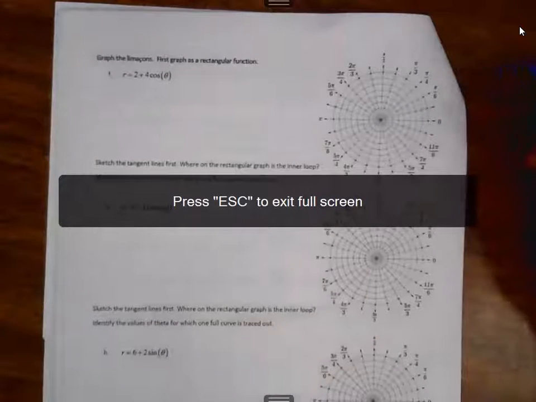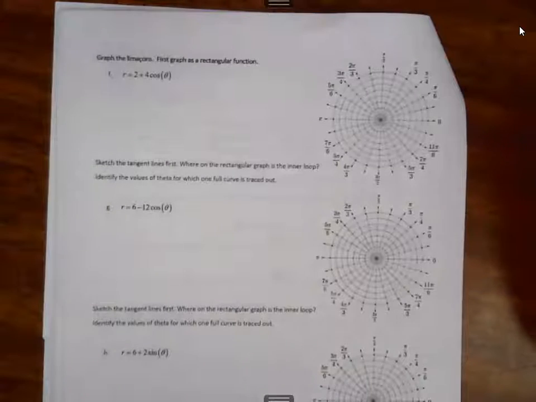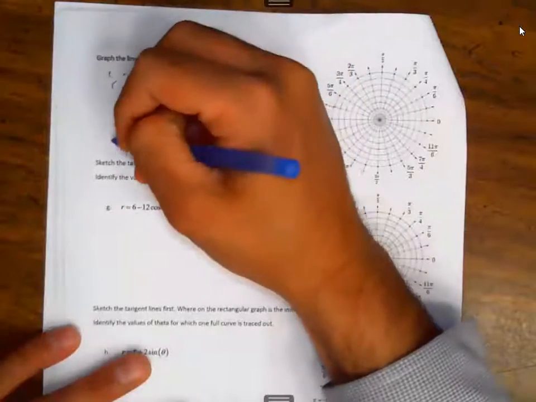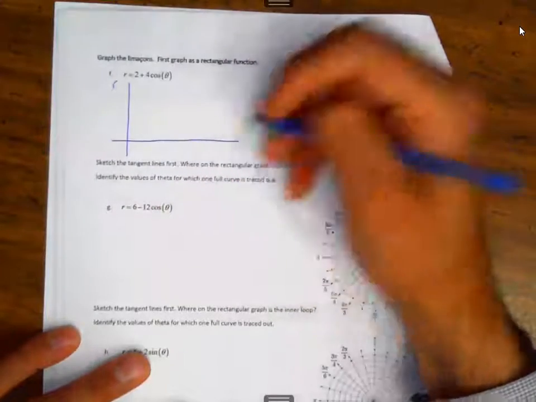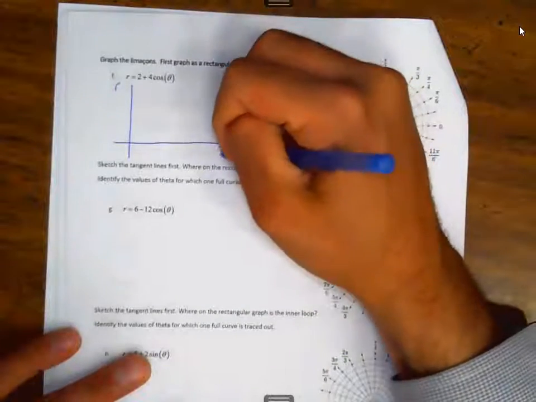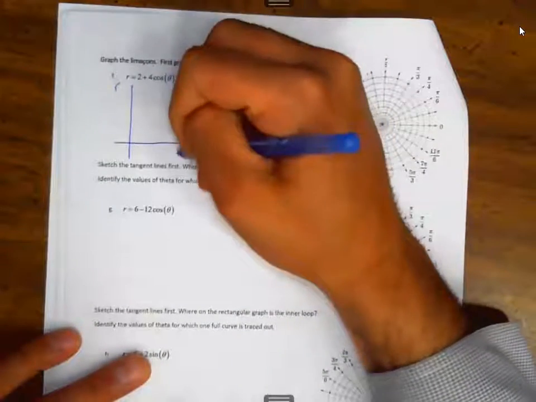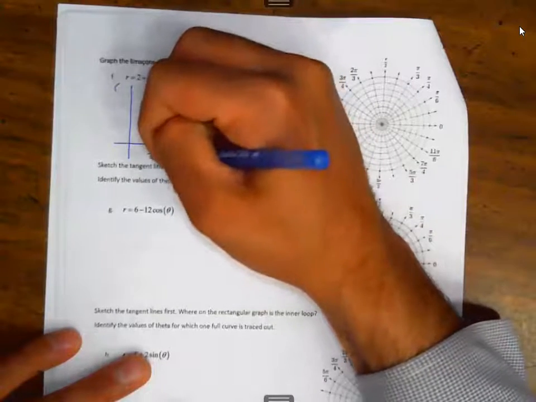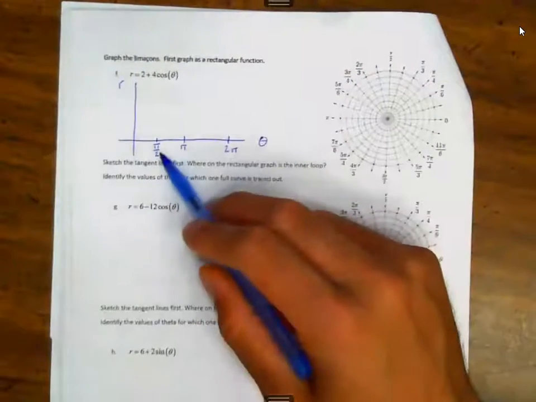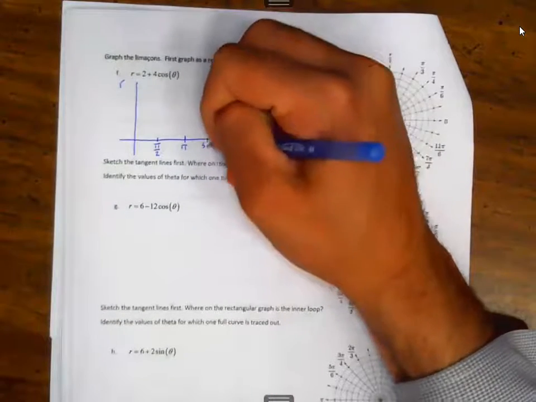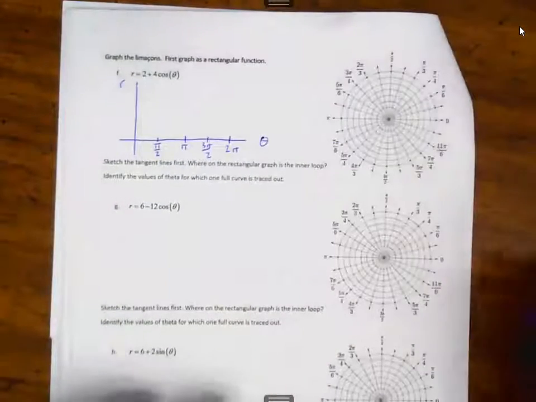All right, so first graph the rectangular function. So we're going to graph sort of like an x and y axis, but we'll call it the r axis and the theta axis. And we just need one period. So that's 2 pi. A half a period would be pi, and a half of that would be pi over 2. So that's 1/4 of a period, which is an increment. So pi over 2, 2 pi over 2, 3 pi over 2, and 4 pi over 2.